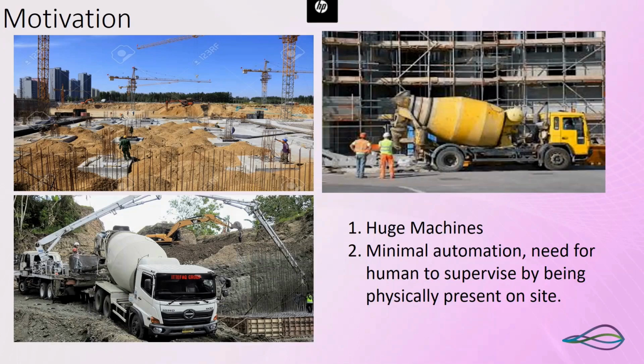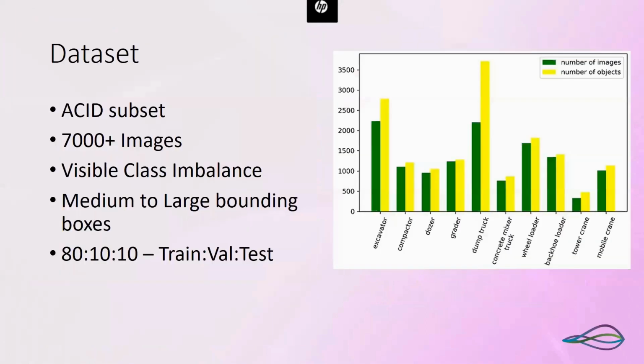So our motivation was to develop and apply deep learning models which will help in the surveillance and functioning of a construction site. For that, we, as of now, have restricted ourselves to the object detection and tracking of construction site machines. We have used the Alberta construction image dataset as our major dataset. We had access to a subset of that dataset consisting of 7,000 plus images spanning 10 construction machine classes: dozer, excavator, mobile crane, tower crane, the major ones.